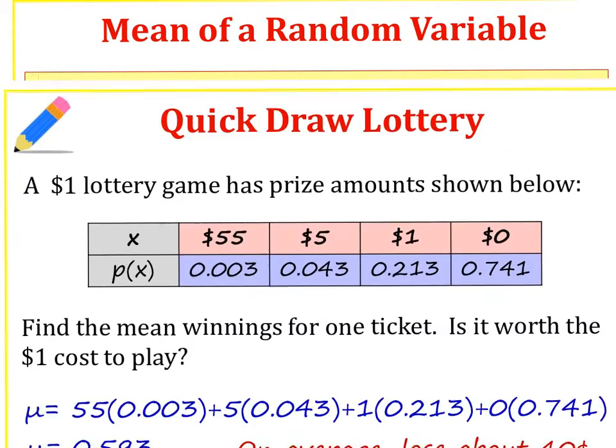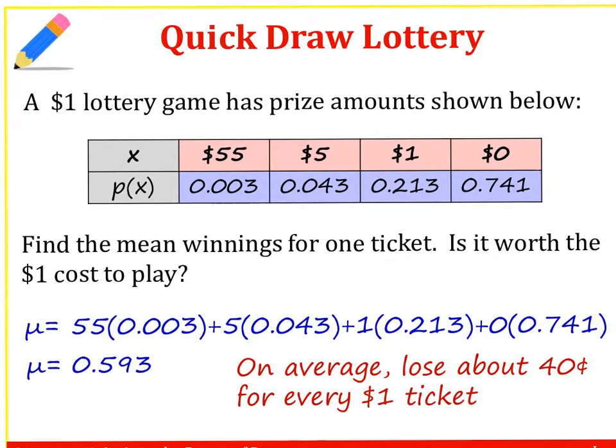So here's another example about playing the lottery. Here's a chart describing the mean winnings for one ticket. If I want to know the expected value of putting in $1, I'm going to take the value, multiply by the probability for every dollar amount, and then sum those together. And I get 0.593, which means that I'm going to lose about 40 cents for every dollar ticket that I buy.